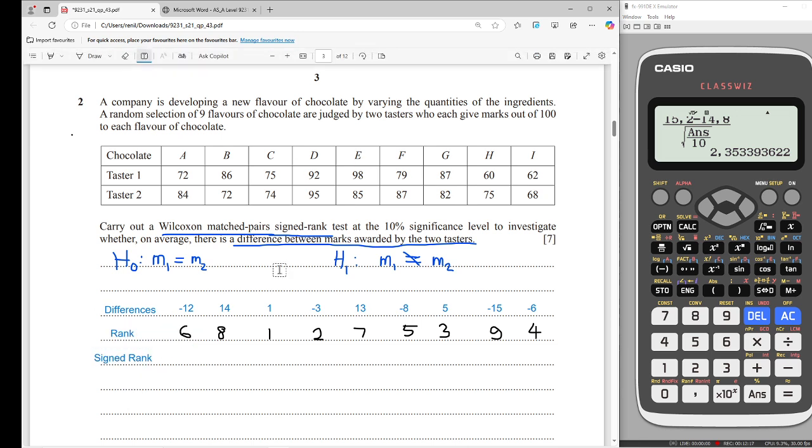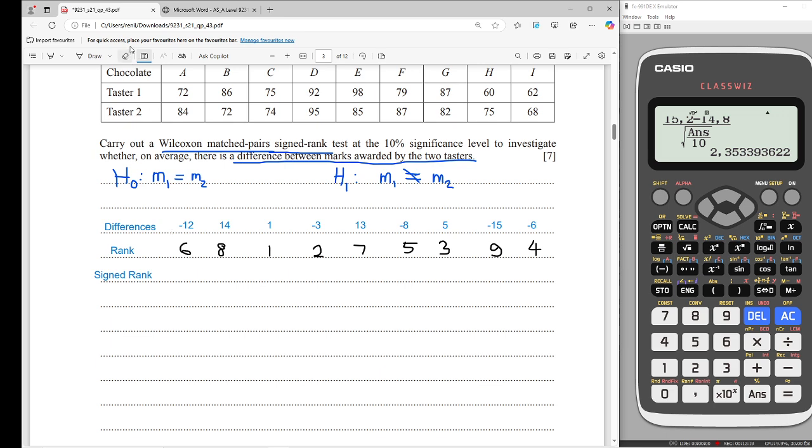Okay, how do we find signed rank? Based on our differences, the sign on our differences is going to be our signed rank. So our signed rank over here is going to be 6, and whether it's positive or negative will be decided by the differences. The difference over here is negative, so that means we will have a negative 6 as our rank.